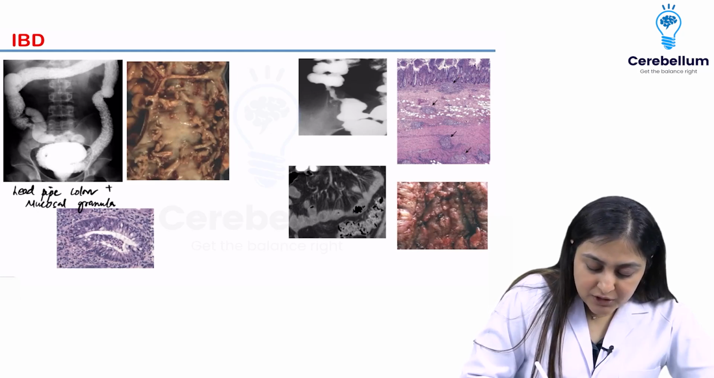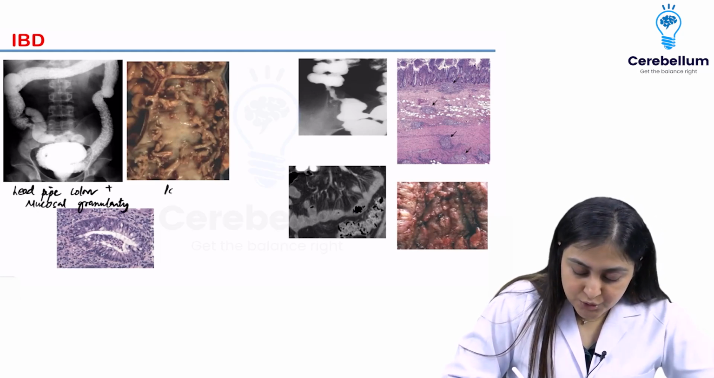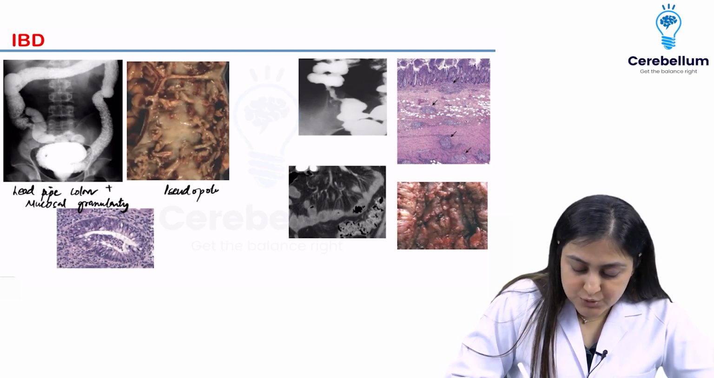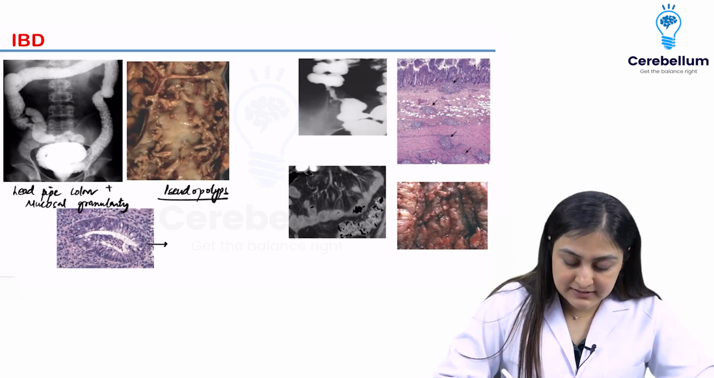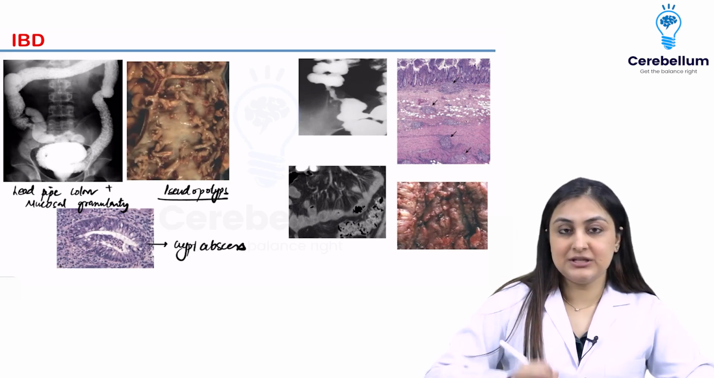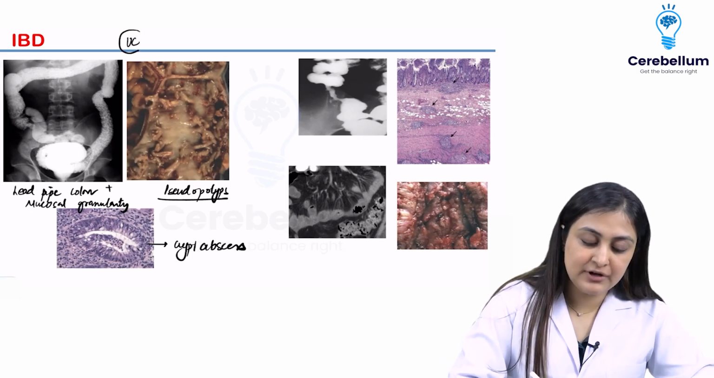On histopath, what you are seeing here is this pseudopolyps appearance. So we are going to have pseudopolyps here because of the superficial involvement, and this is the histopathological hallmark, which is crypt abscess. So these are all of the findings of UC.